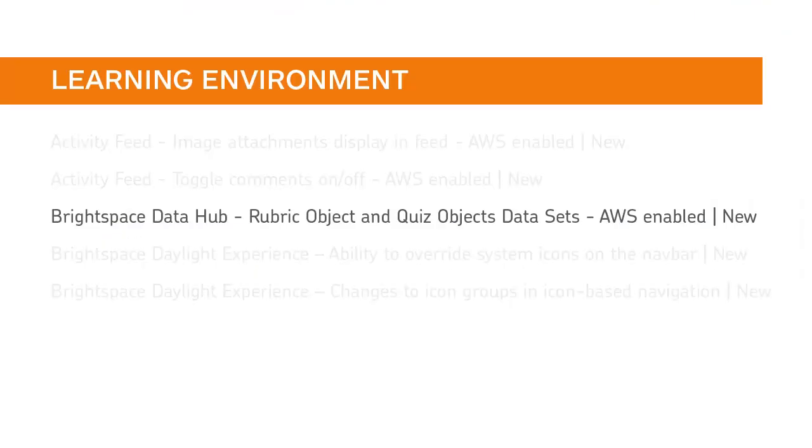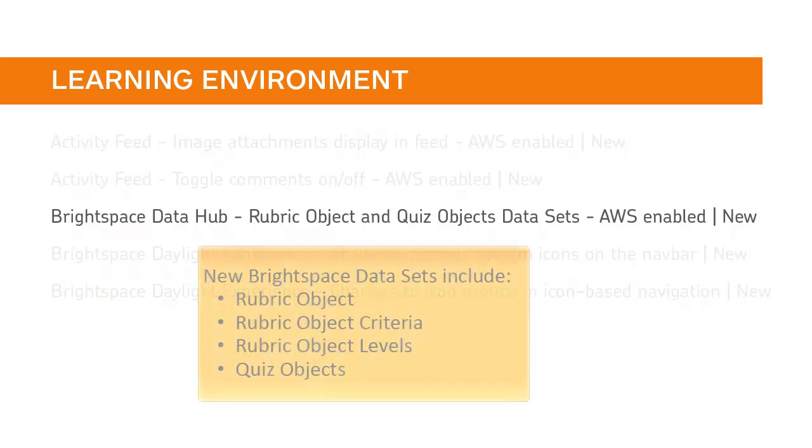4 new datasets have been added to Brightspace datasets: Rubric Object, Rubric Object Criteria, Rubric Object Levels, and Quiz Objects.